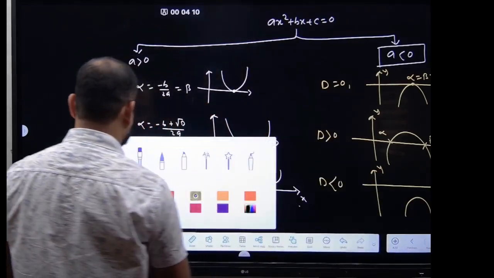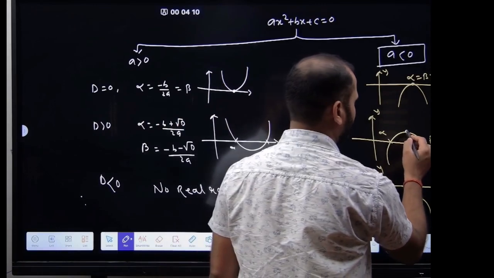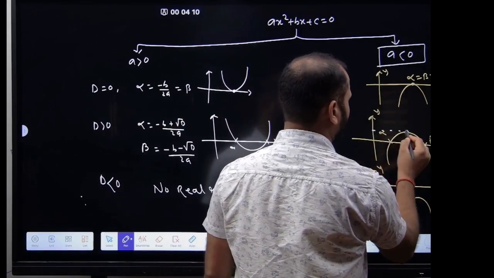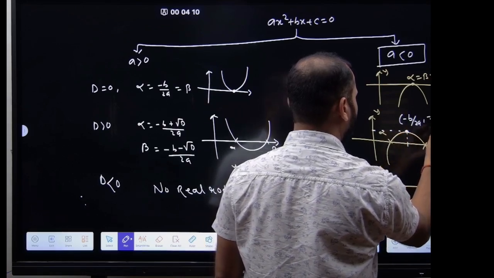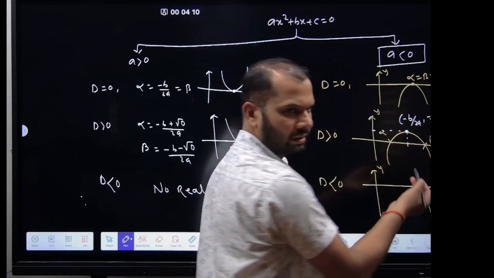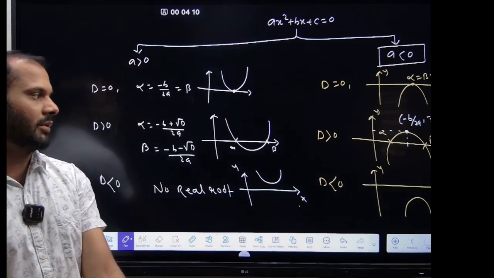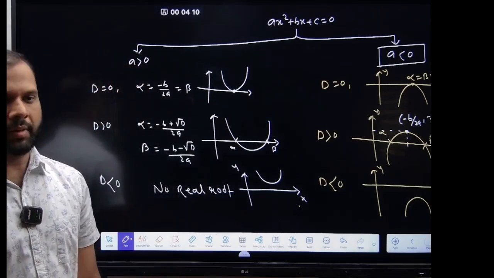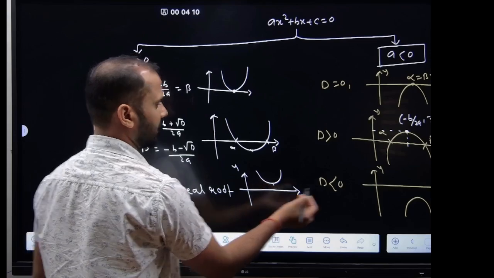Sometimes they will be asking you to calculate this vertex. Let it be this point, they will be asking you to write. So what is this coordinate? Do you remember? Minus b by 2a comma minus d by 4a. If they are asking you to calculate the vertex of this parabola, it will be minus b by 2a comma minus d by 4a. Anywhere it is valid. Here also valid, here also valid, here also valid.